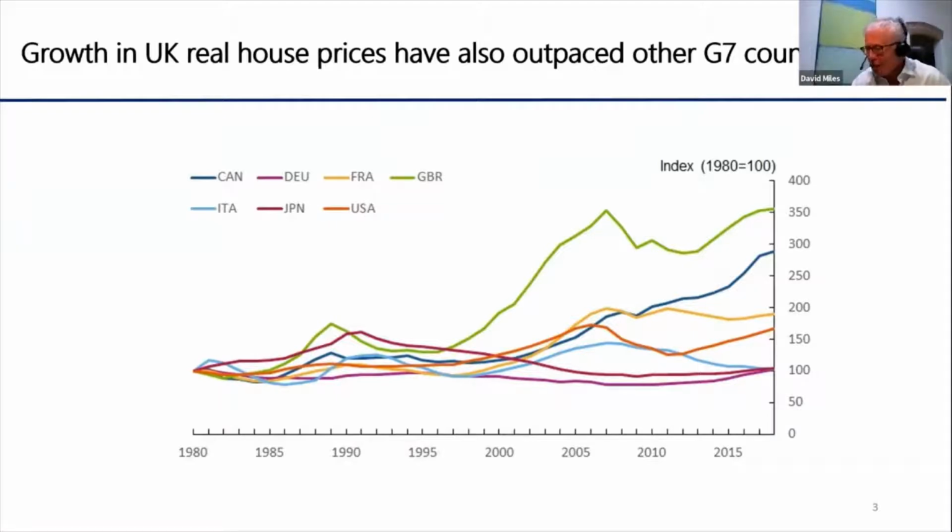And of course, for the buy to let, well, as the real rates of return on at least safe assets, UK index-linked government bonds are about as safe an asset as you could get.